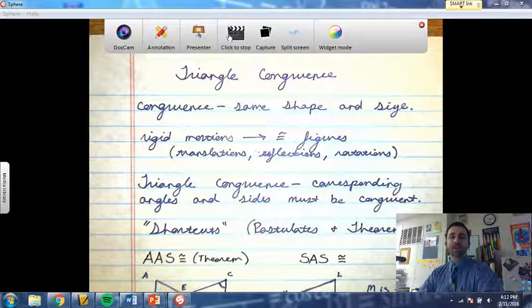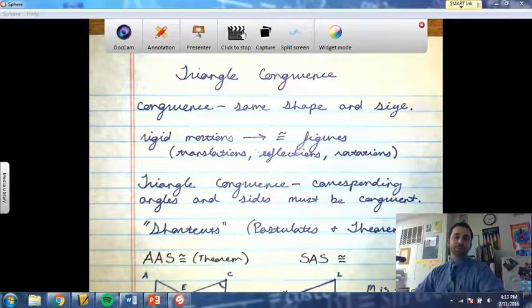We can figure out congruence through a series of rigid motions. So either one rigid motion or a combination of different rigid motions, because rigid motions demonstrate congruent figures. So for instance, a rigid motion is a motion I can make to a figure and not impact its shape or size. So a translation, reflection, or rotation, any of those isometries.